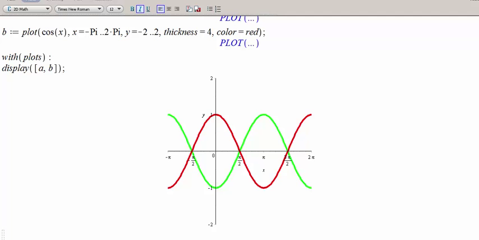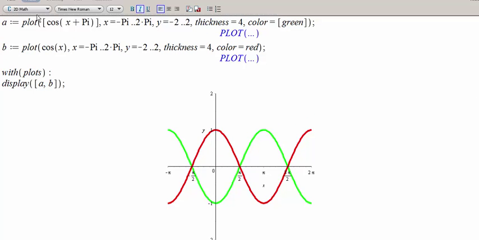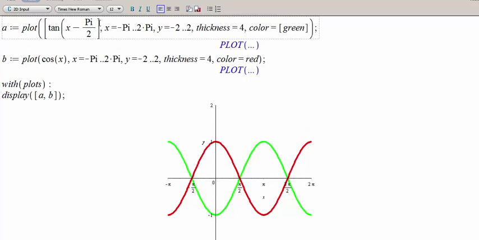So let's take a look at what that's going to look like graphically. Let me pull up Maple here, and I'll go from negative pi to 2 pi. That's fine. Our first function that I want to graph is our tangent function, and that's going to be tangent of x minus pi over 2. And let's make that blue.